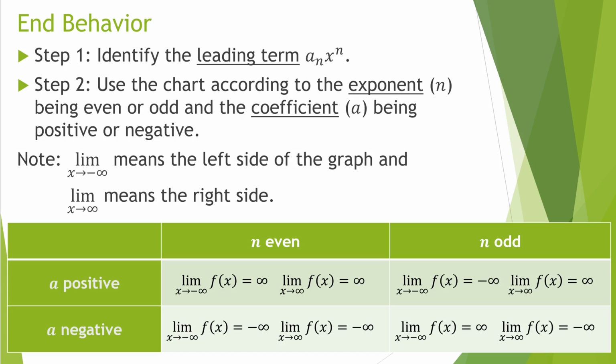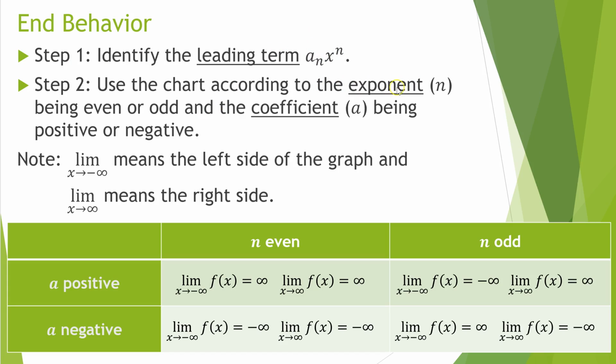So now that we've reviewed some of the terms for a polynomial, here are some new rules we're going to be using. End behavior is a way of describing what is happening on the ends of the graph. Now when I refer to the ends, I'm referring to the left end and the right end, kind of like the bookends on a bookshelf. So we need to start off by identifying the leading term in the polynomial, the one that's denoted as a sub n x to the n power on the previous slide.